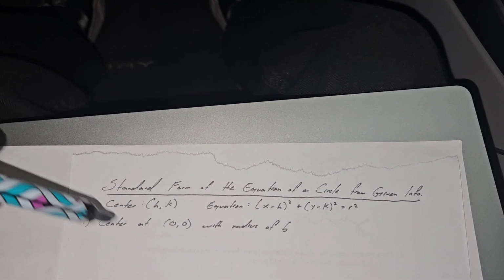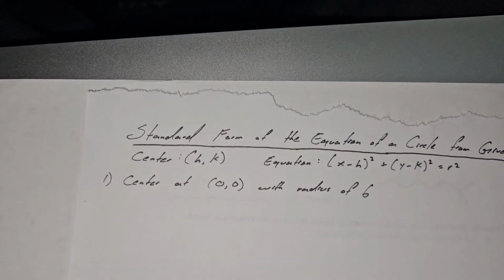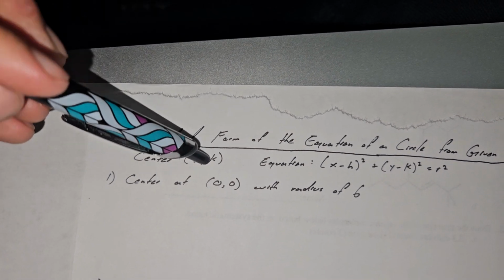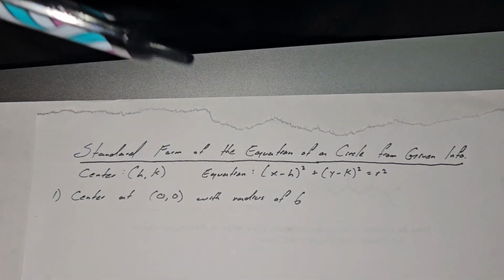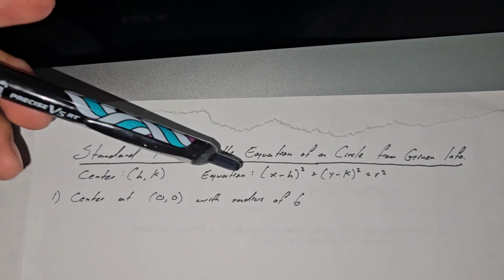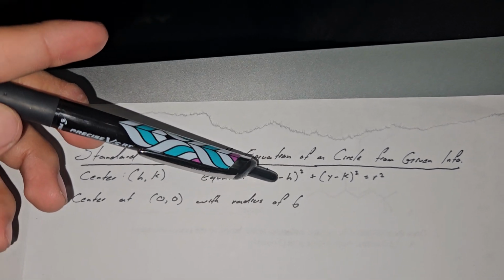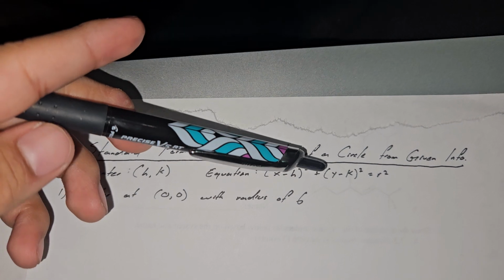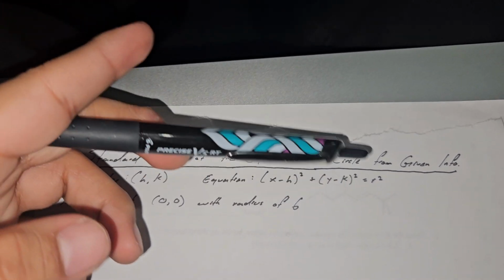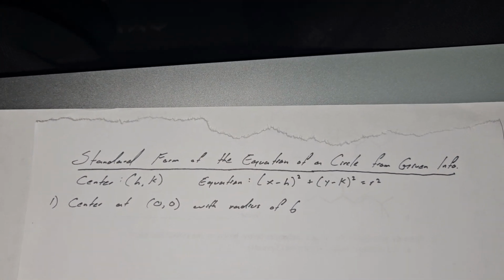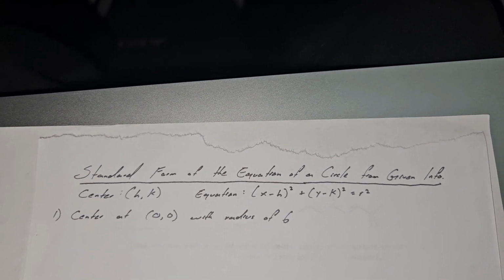It is important to know before we start that the center of a circle is given by the coordinates h and k, and the standard form of the equation of a circle is (x minus h) squared plus (y minus k) squared equals radius squared. Given that information, we have four problems here: number 1, number 2, number 3, and number 4, the circle inserted in the square with vertices. We'll get to that one later.